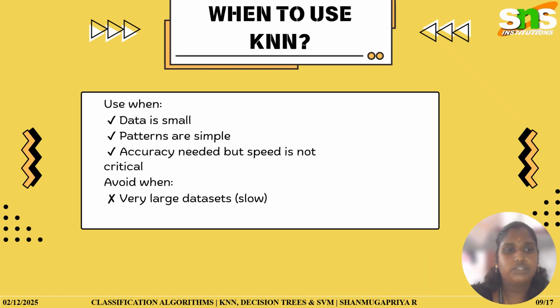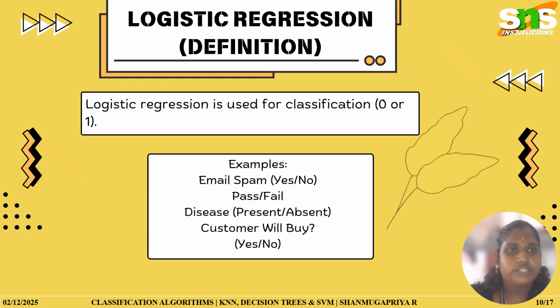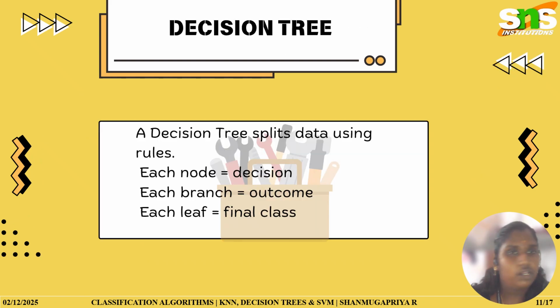Next is when it will be used: when the data is small and the patterns are simple, when accuracy is needed, but speed is not critical. It is common when data is simple and small. Avoid it with large data sets, as it is not suitable for difficult patterns. Next is logistic regression. It is like classification. It just classifies 0 or 1. Examples are email spam, yes or no, disease prediction, and whether a customer will buy or not.